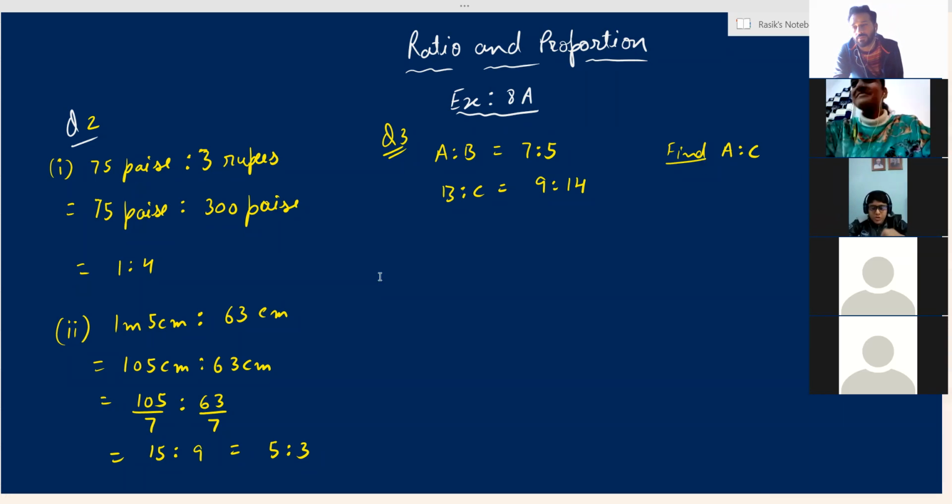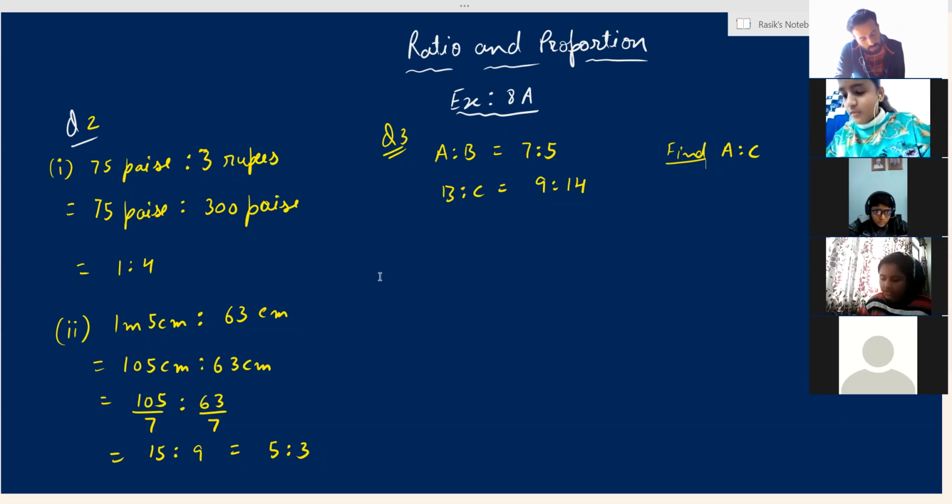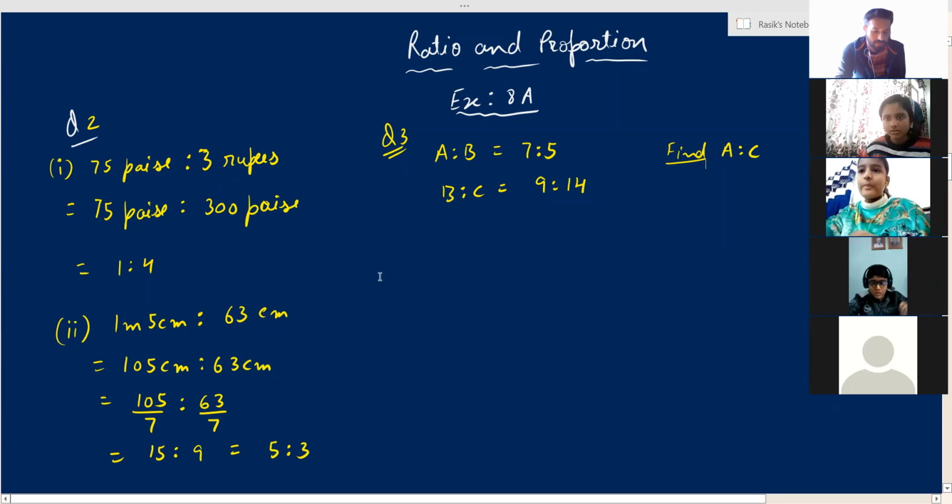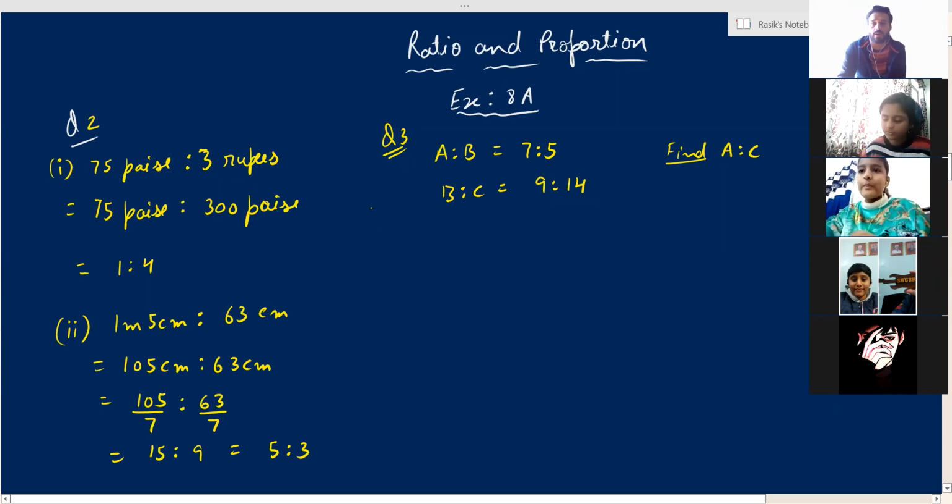Sir, I have taken out the answer of question number 3. I have sent it on the group. Yes, Vita, checking it. AC is equal to 7 ratio 14. Very good, Prashant. So 152 also 7 ratio 14. I'm telling you, I will tell you a method which will be applicable everywhere.